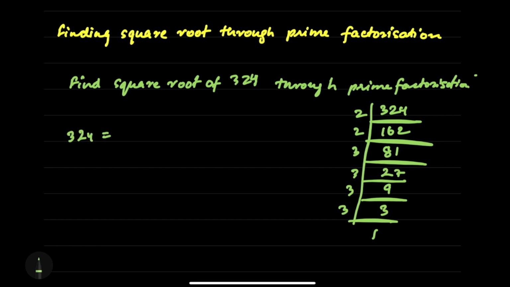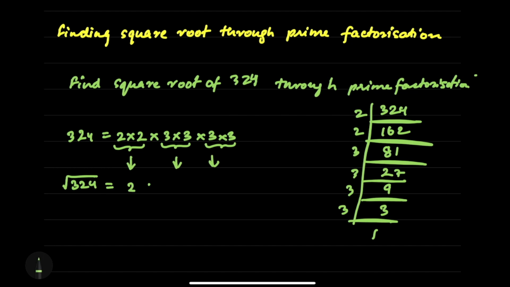So 324 can be expressed as 2 into 2 into 3 into 3 into 3 into 3. Now let's make pairs of these. So that is 2 into 2. There comes 3 into 3 and 3 into 3 again. So square root of 324 would be taking out one of each of these pairs. So we have 2 into 3 into 3, which comes out to be 18. Therefore, square root of 324 is 18. And that's how we take out the square root through the prime factorization method.